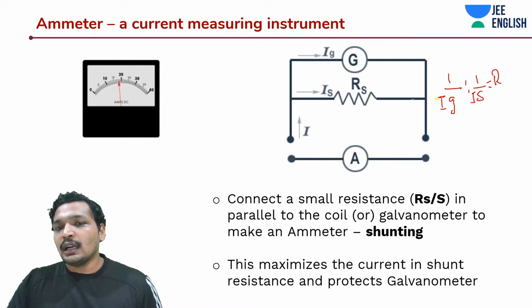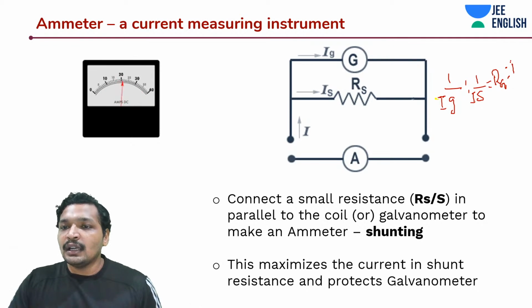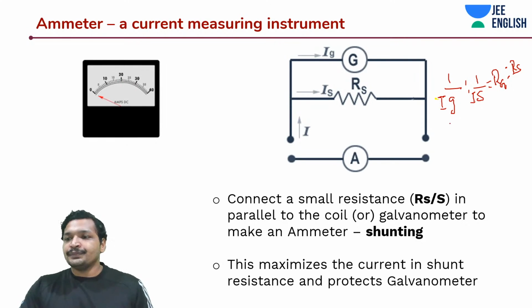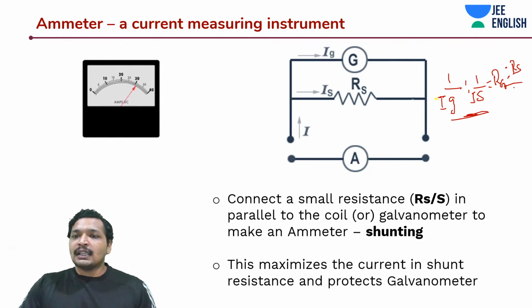to 1 by Is is going to be Rg, I'm calling it, or it can be just G, is to Rs. Same thing, just take an inverse. Okay. Now that is the key concept.